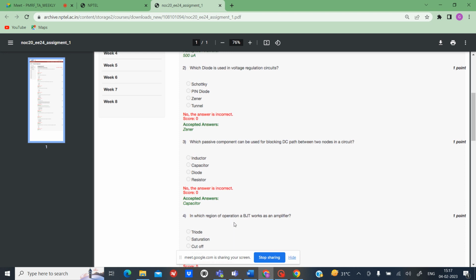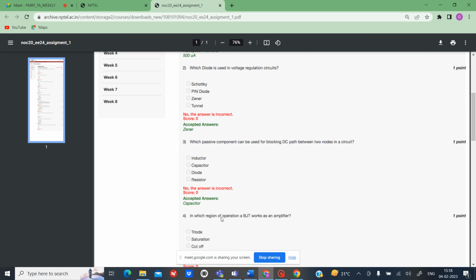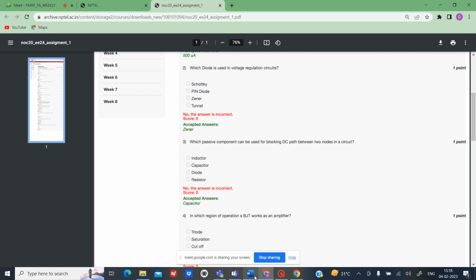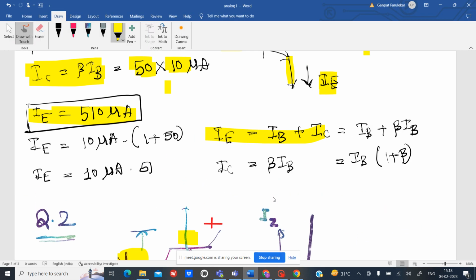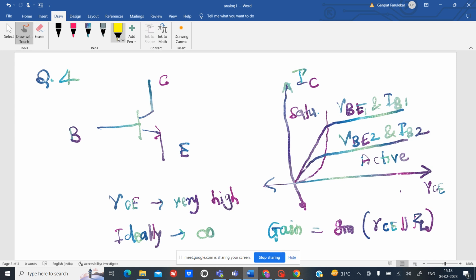In which region of operation does a BJT work as an amplifier? There are four answers: triode, saturation, cutoff, and active. Okay, so we will go back here. So this is the BJT symbol. As I showed before, this is the collector, this is the base, and this is the emitter.